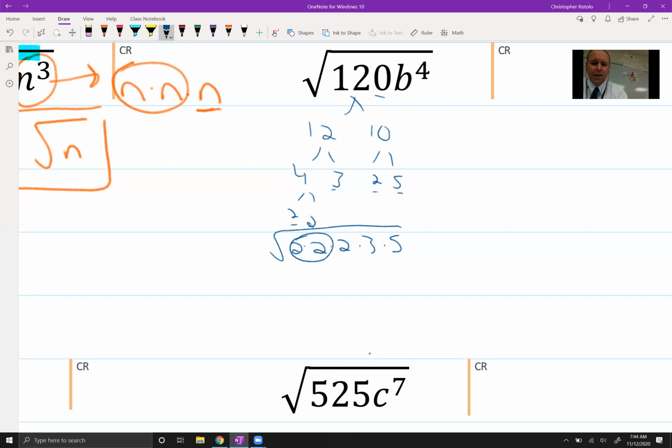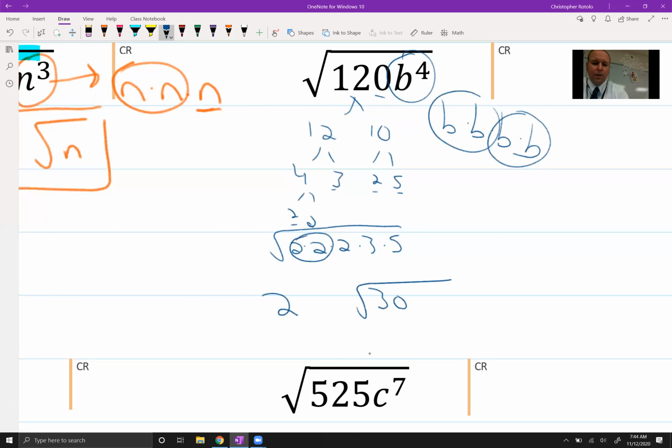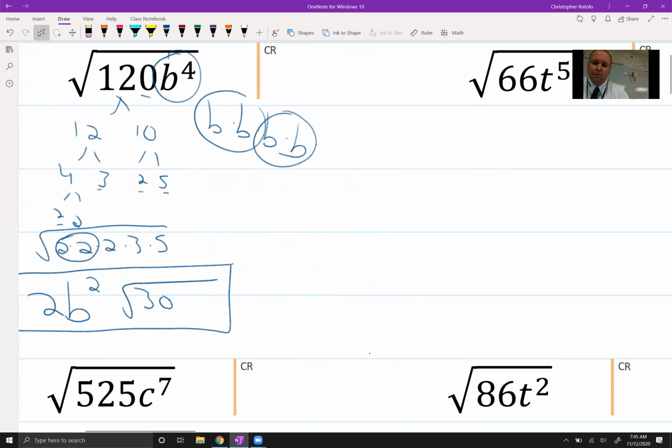So far, the only thing I know is 2 goes out and 30 stays in, right? Because I'll have 15 times 2 is 30. And if I have b to the fourth, that means I get 2 pairs of those. So I'll get b times b or b squared. So that's a simplified radical to deal with that.